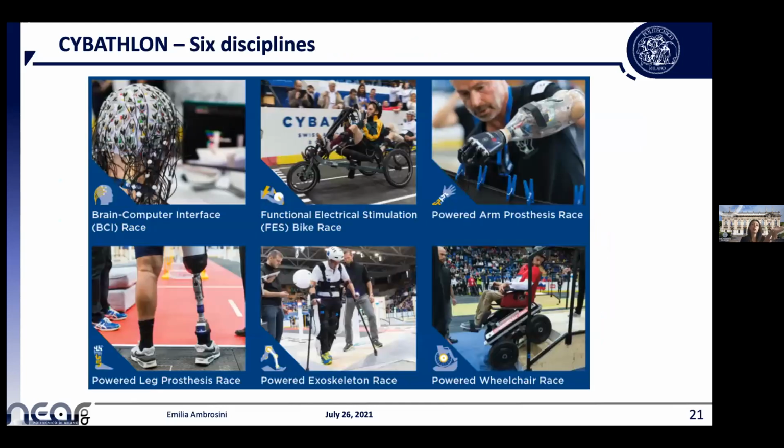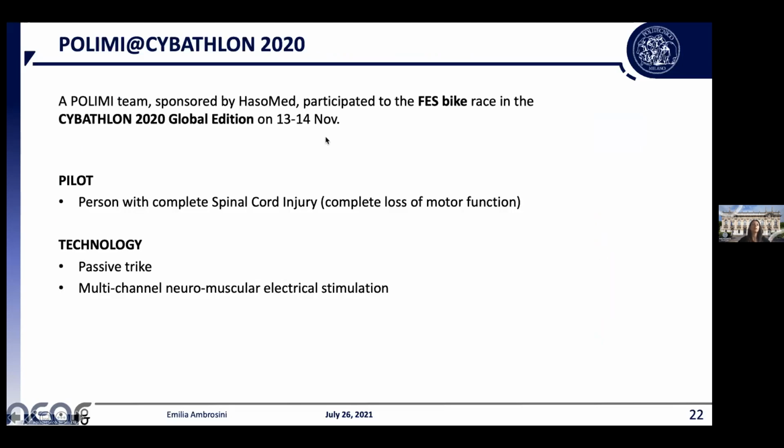So far, Cybathlon has been composed of 6 disciplines: brain-computer interface, powered leg prosthesis, powered exoskeleton, powered wheelchair, powered arm prosthesis race, and functional electrical stimulation bike race, the FES bike race. And specifically, we participated in this discipline, the FES bike race. The global edition took place in November 2020. In this discipline, persons with a complete spinal cord injury, so complete loss of motor function, compete using a passive trike and a multi-channel neuromuscular electrical stimulator.